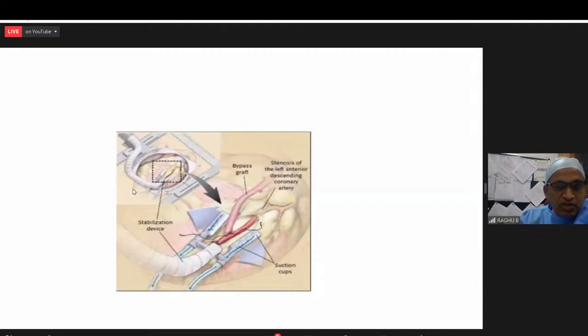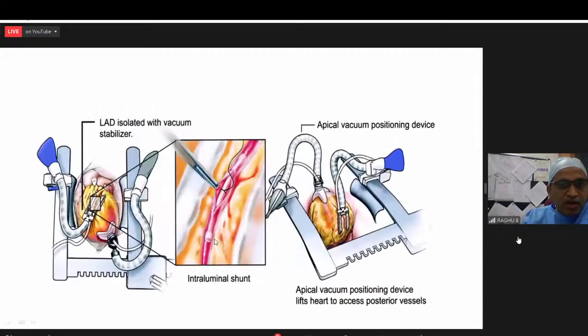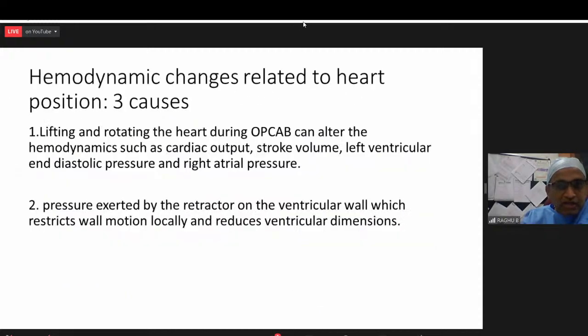And this is the anastomosis where they have used it for LAD anastomosis with a compression and suction device. And in this, when you lift the heart, when there is verticalization of the heart, we use an apical vacuum positioning with a compression device, a suction and compressive device like the Octopus, which can be used for grafting the posterior lateral arteries. The hemodynamic changes during this position occur because of three causes.